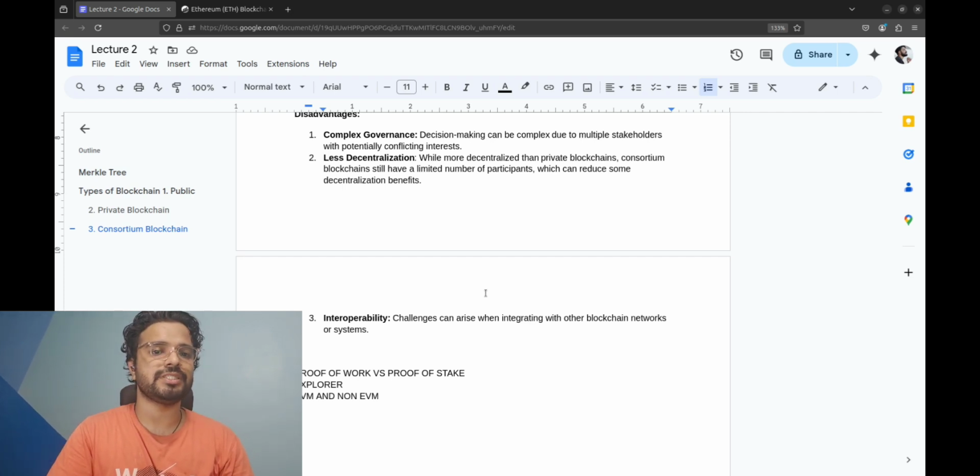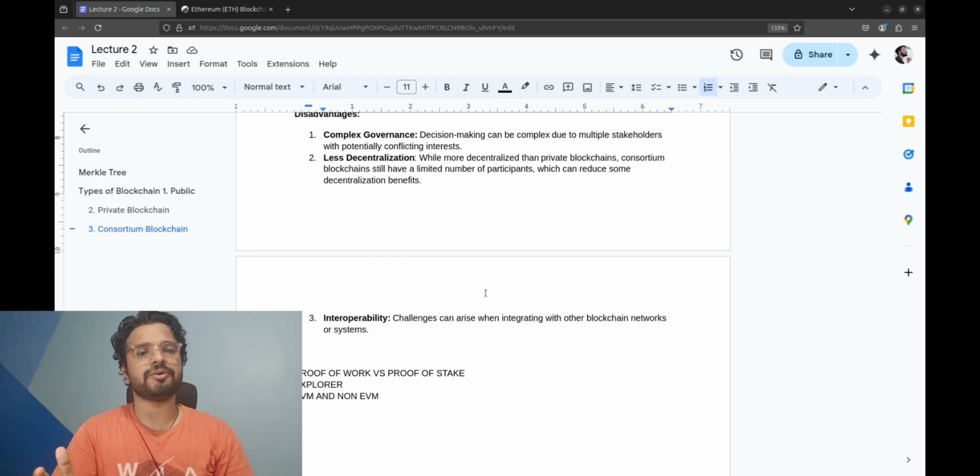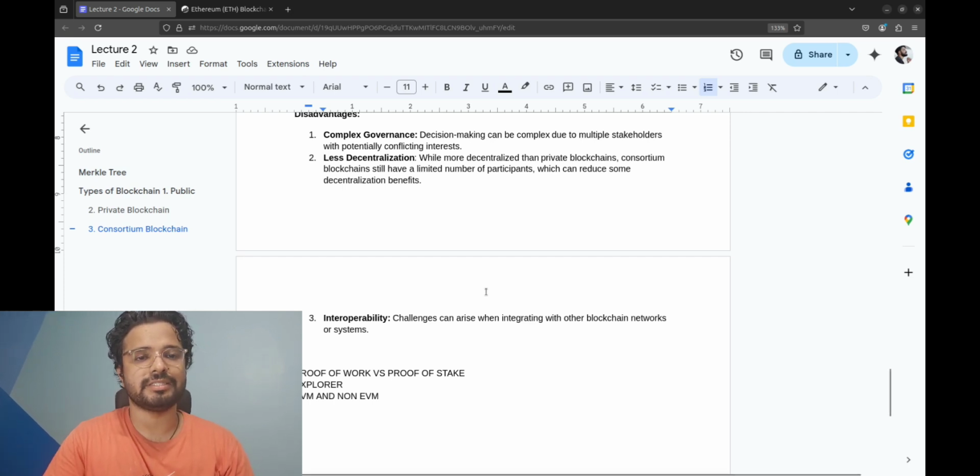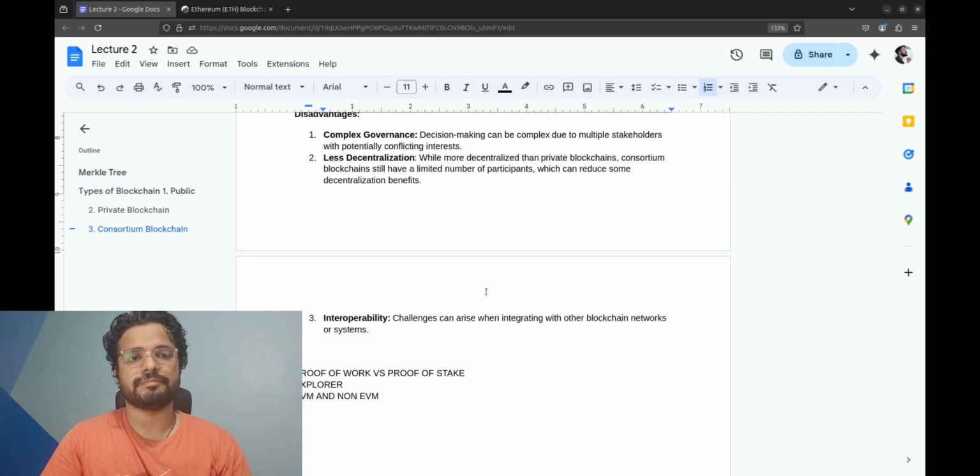So it is more efficient, but there is a decentralization issue, since the staking amount is very high and not everyone can do it. Only a specific set of people having a large amount of native tokens can take part in this type of blockchain.